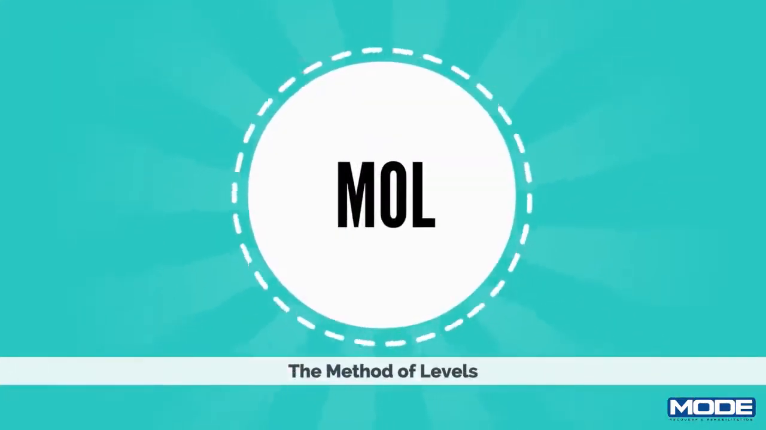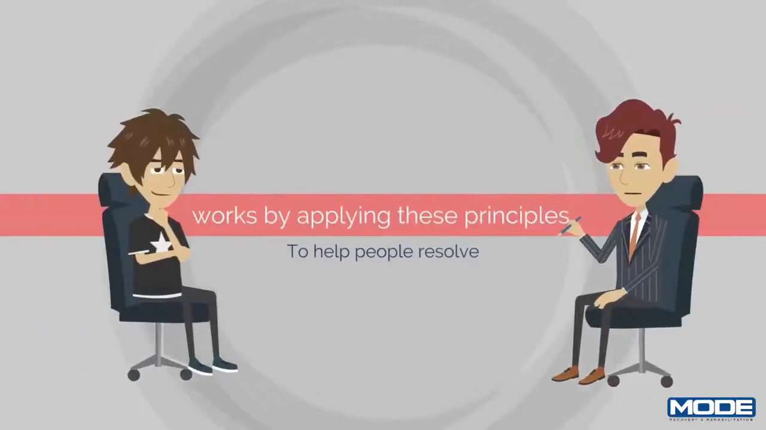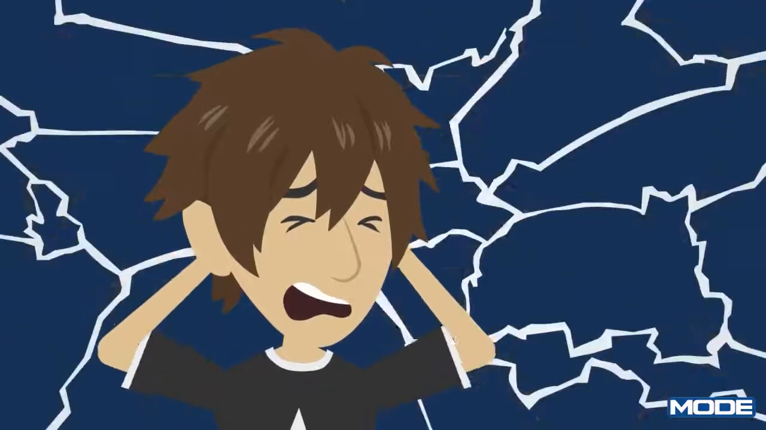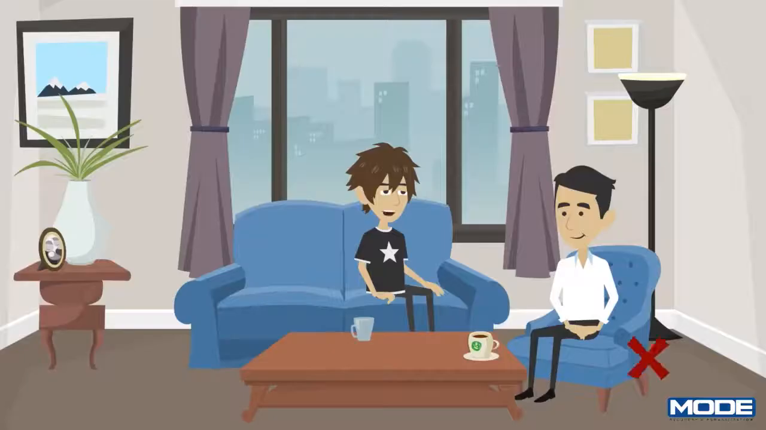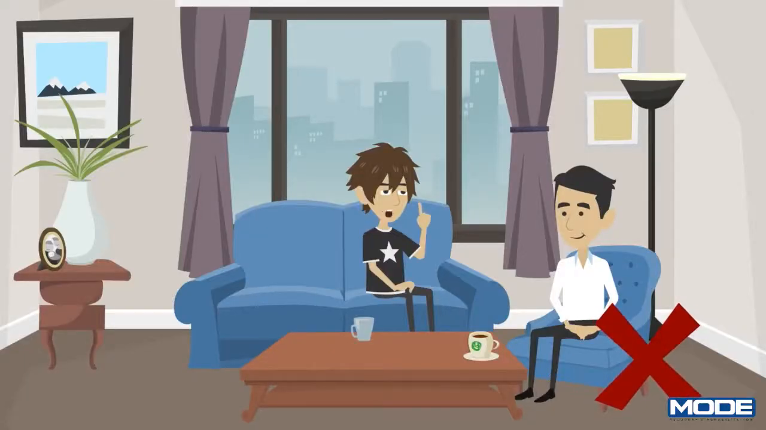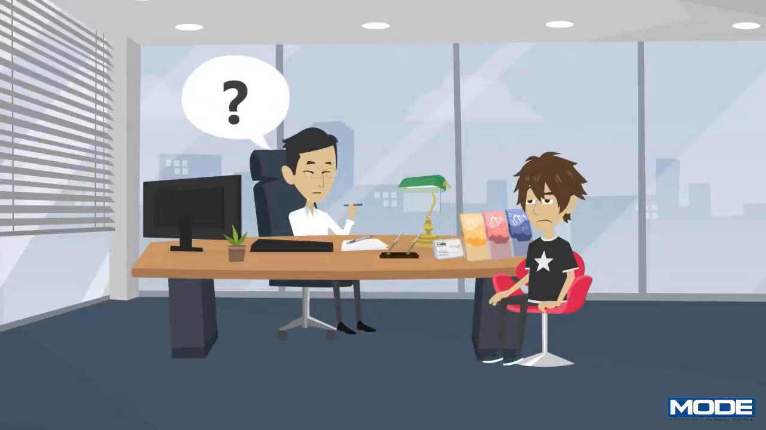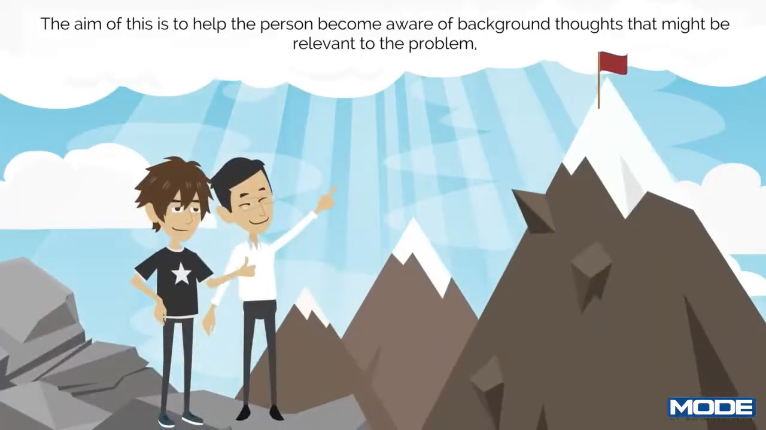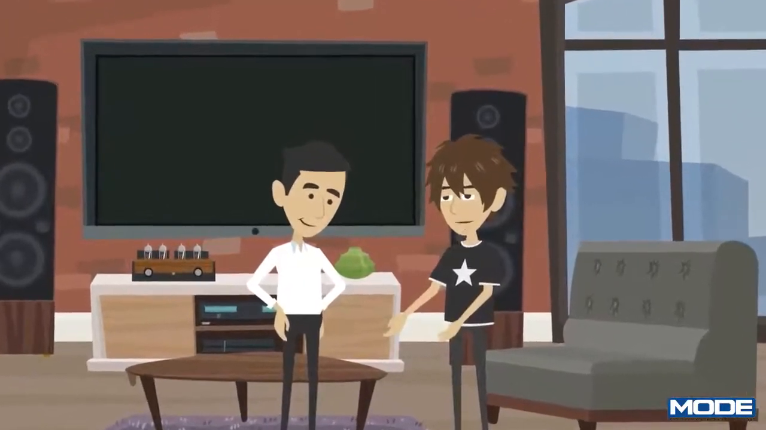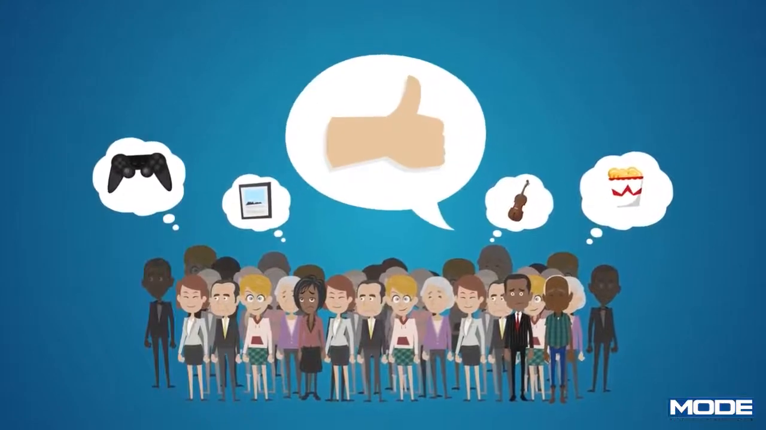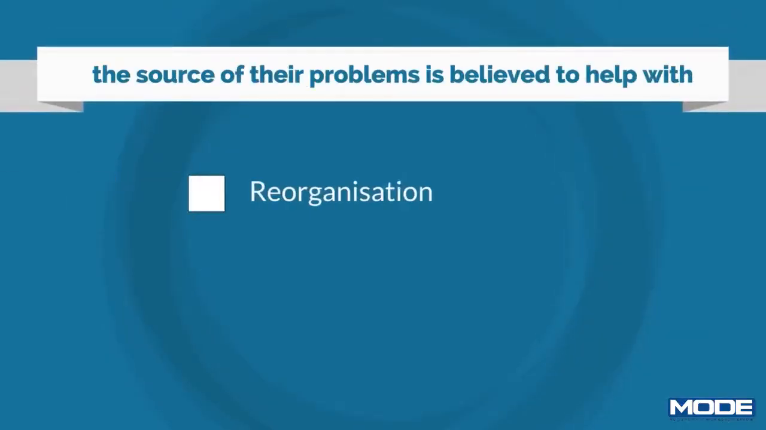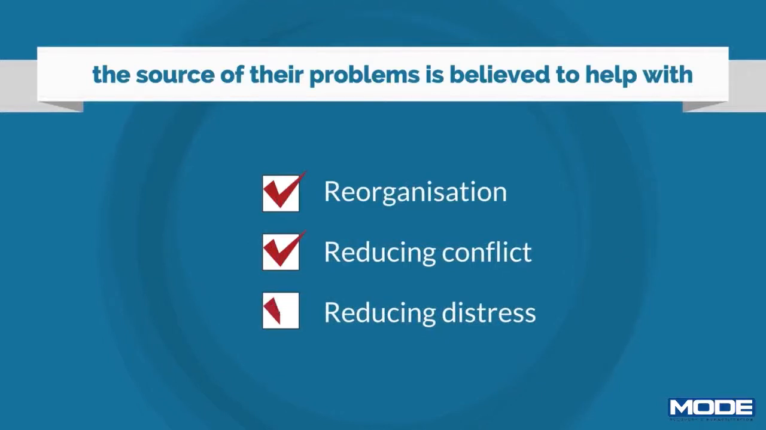The method of levels, or MOL, works by applying these principles to help people resolve more difficult conflicts, ones that people have struggled to resolve through other means. An MOL therapist's job isn't to provide advice or guidance on how to solve a problem. Instead, their role is to ask lots of questions about how the person is currently experiencing those problems and what's going through their mind while they're discussing them. The aim of this is to help the person become more aware of background thoughts that might be relevant to the problem, enabling them to take a different perspective on their problems. This process of helping people shift awareness onto the source of their problems is believed to help with reorganization, reducing conflict and psychological distress as a result.